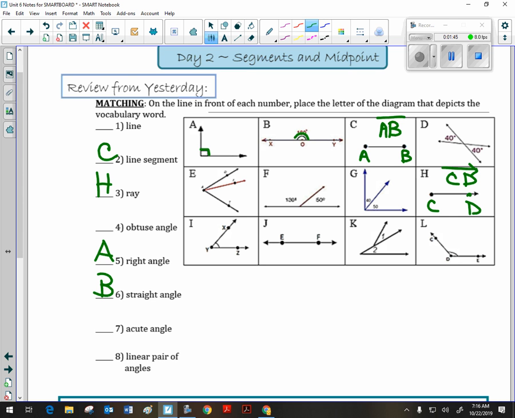J is going to be a line. I know that because it has arrows on both ends. When I name that line, I would name it with the two letters that sit on it with the line symbol over the top of it. So that's a line.